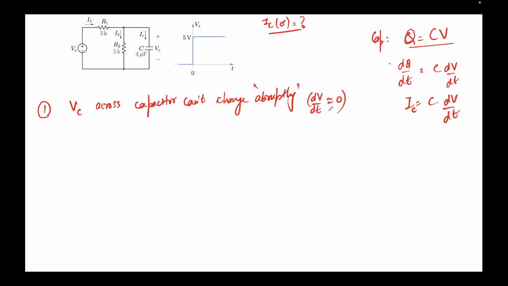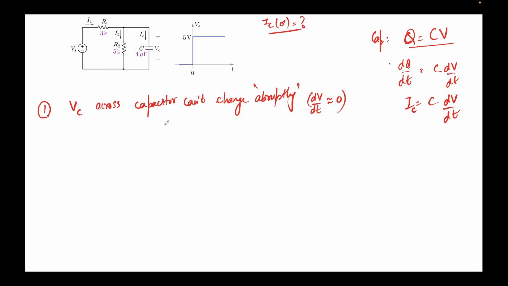This means voltages should change very smoothly. It cannot be a very high change. Why? If dv by dt is high, I_C will be very high. If I_C is very high, it can draw a huge amount of current from this voltage source, and KVL will be violated. Professor Patil has discussed this in detail in the lectures. If you are interested, you can go through that.